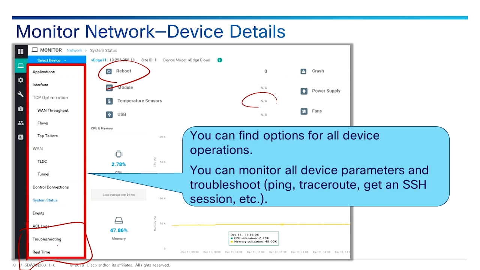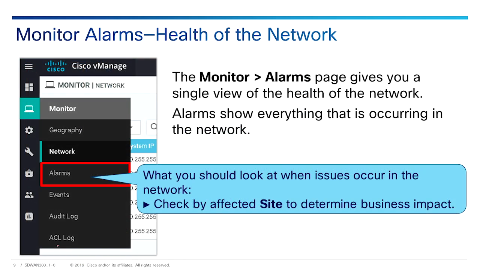Just an FYI, even if you personally don't have SSH connectivity to the device for some routing reason, if vManage does, you can SSH to the device from vManage, assuming control connections are up. And here we go, here's the Monitor Alarms tab, right? And we can see the single view of the health of the network. It shows everything that is currently occurring in the entire environment.